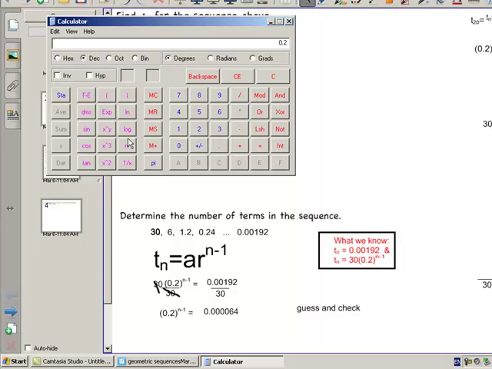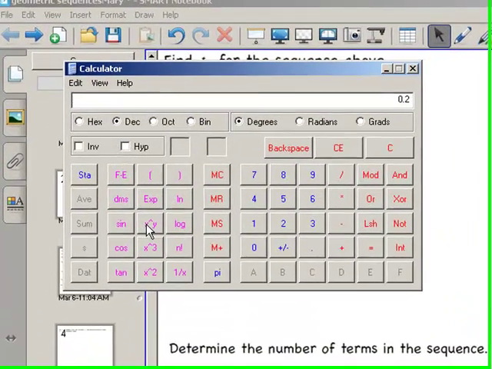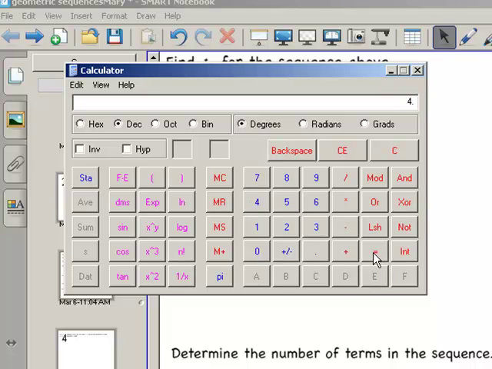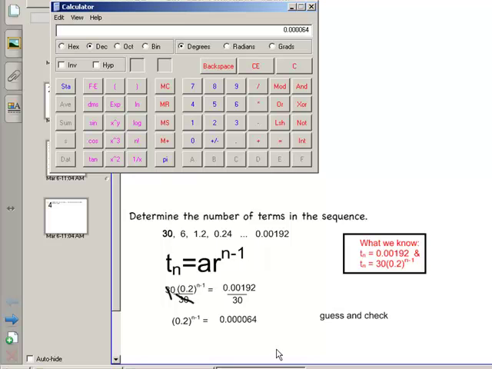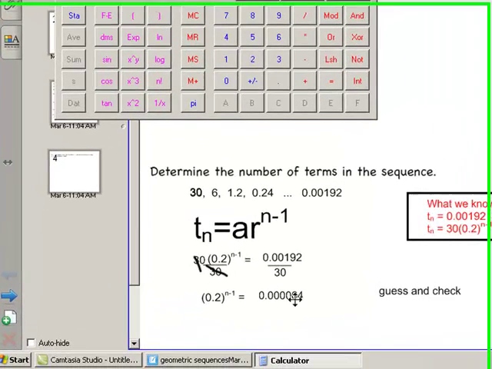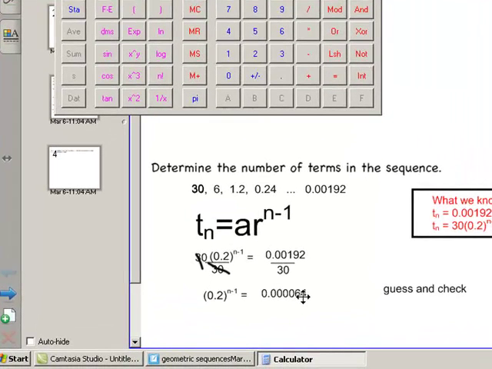When you're in grade 12 you'll do this with logs, but right now you're guessing and checking. Let's try to the exponent 4. Oh, that's too small. Let's try to the exponent 5. Nope. Let's try to the exponent 6. We're getting close. There we go. Okay, so I now know that this value 0.000064 is in actual fact 0.2 to the exponent 6.